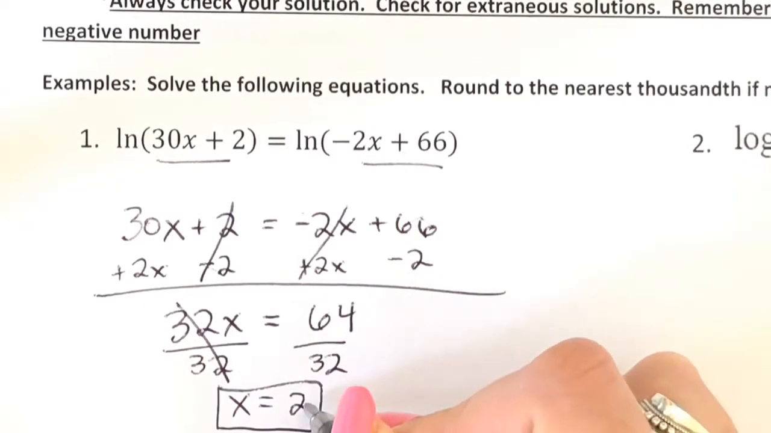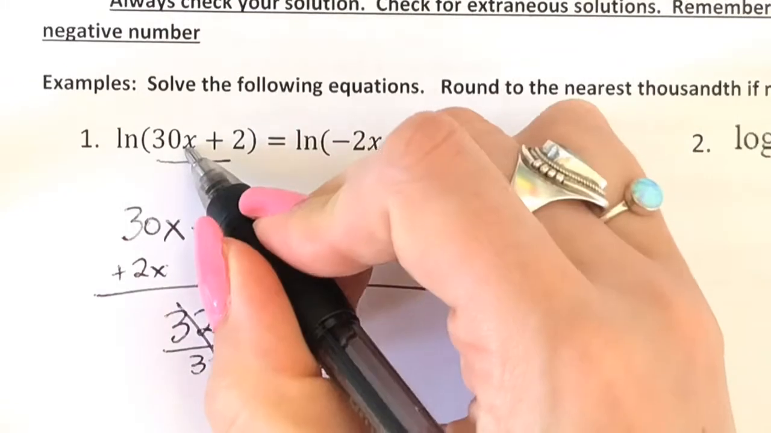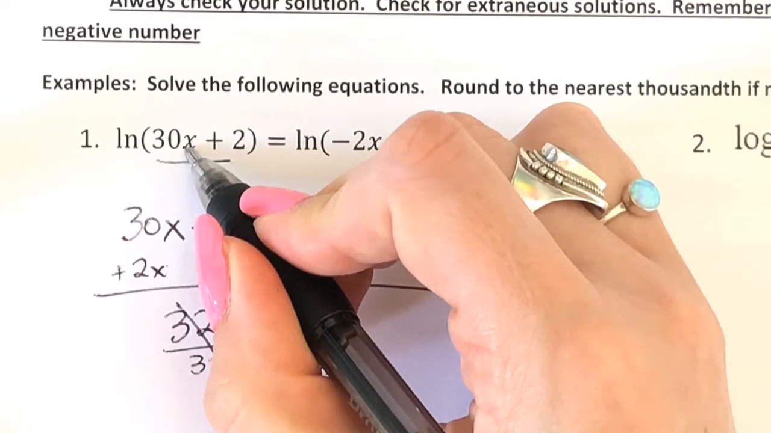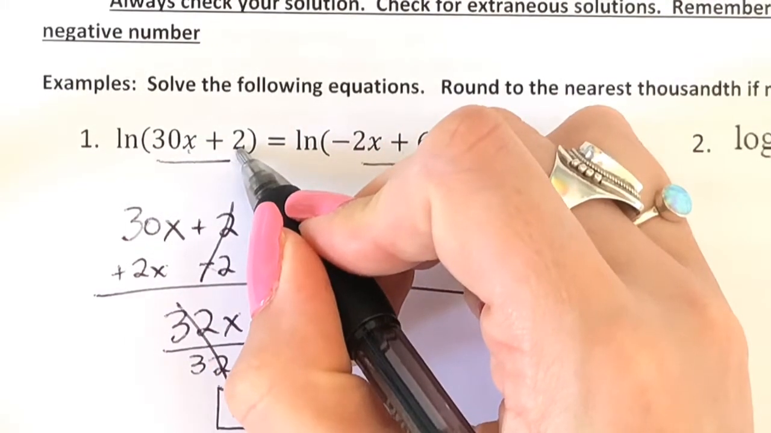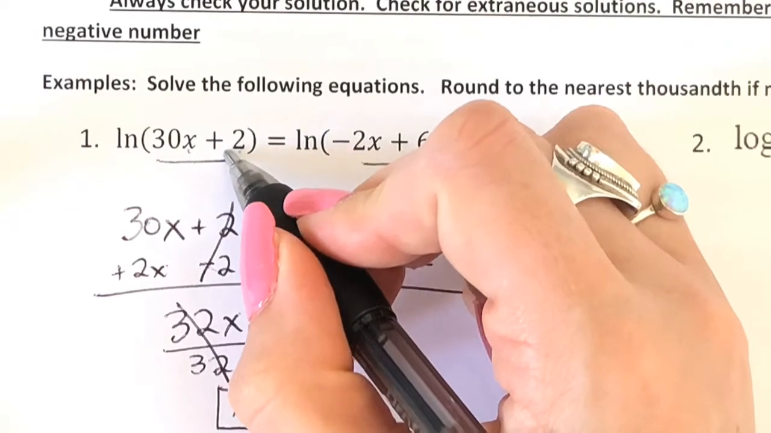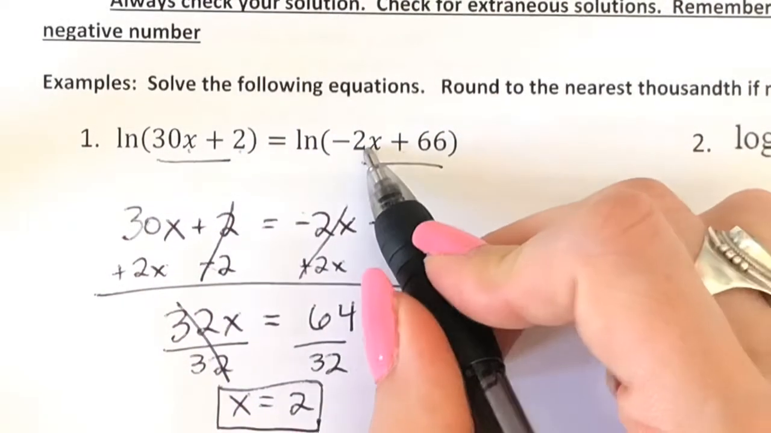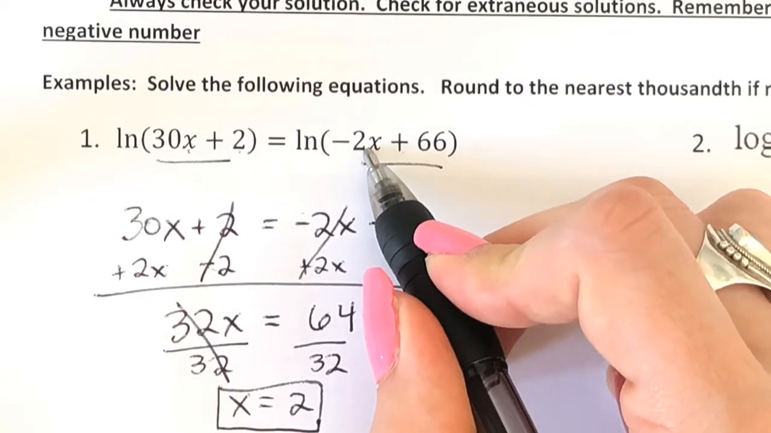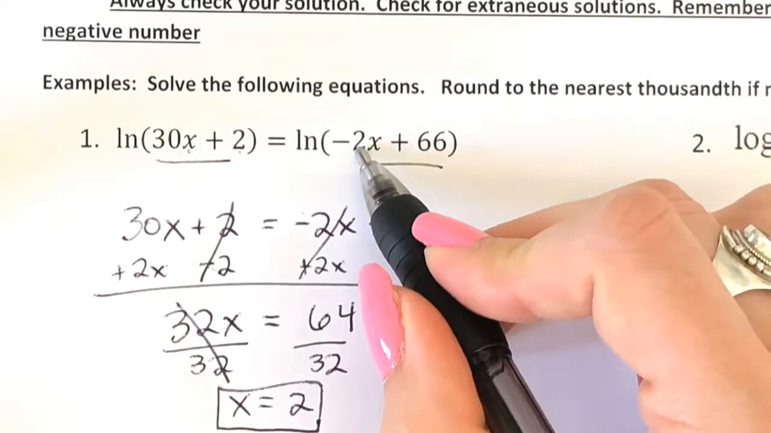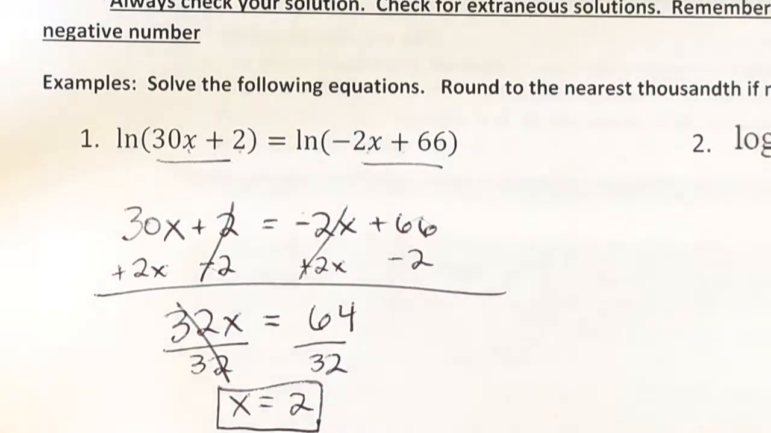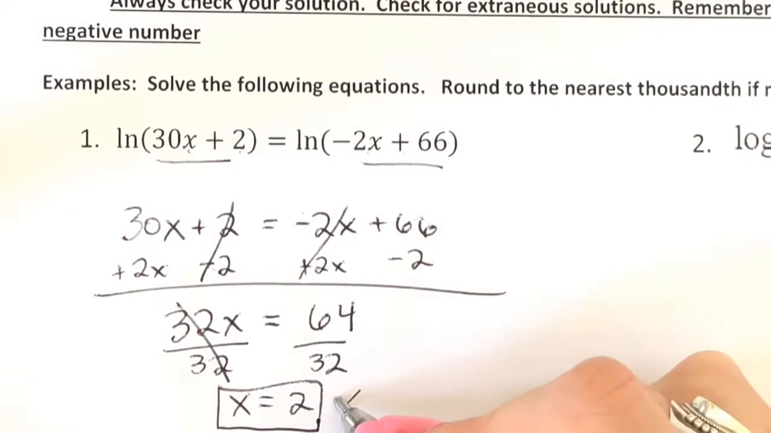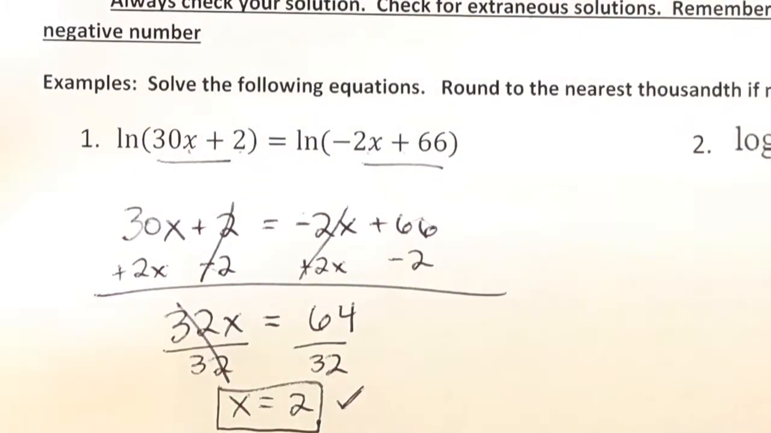And 2 is good. If we plug 2 back in, we get 30 times 2 is 60, and 60 plus 2 is 62. That's going to be greater than 0 and it's not negative. So our domain is okay. And same if I plug it into here, negative 2 times 2 is negative 4, 66 minus 4 is 62, which is positive, so we're good. So this answer is good. Okay, let's look at another one.